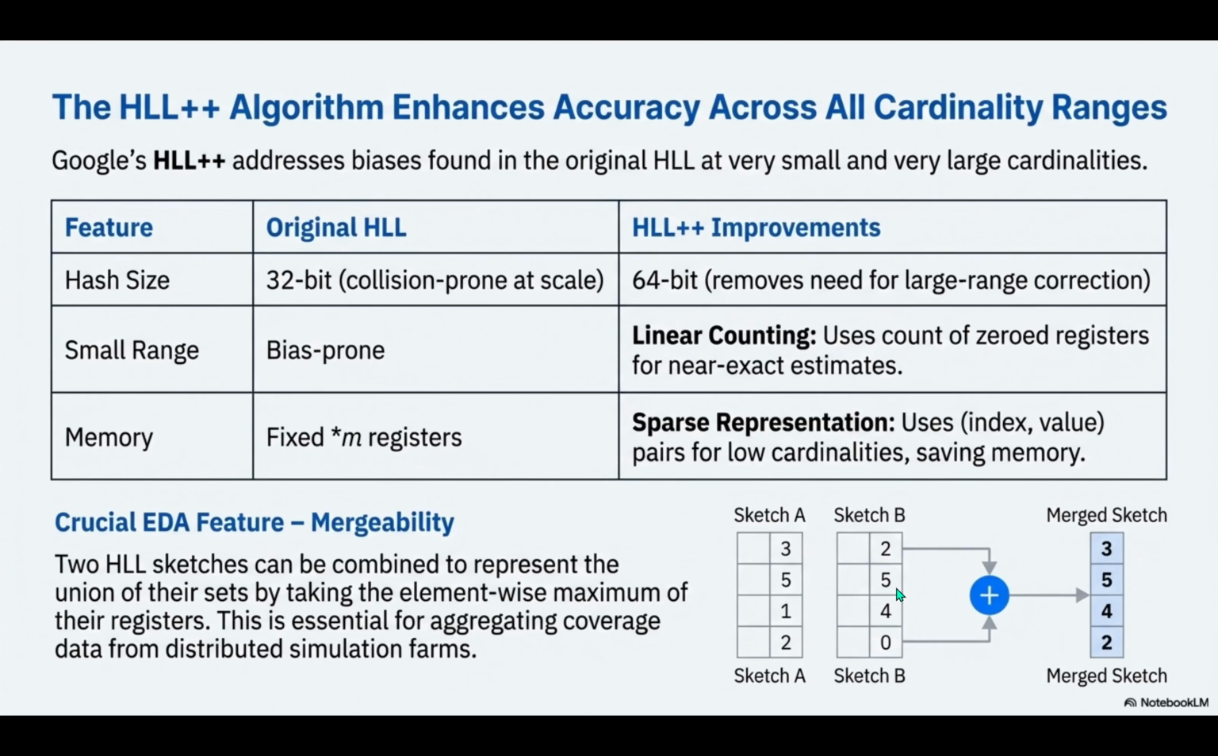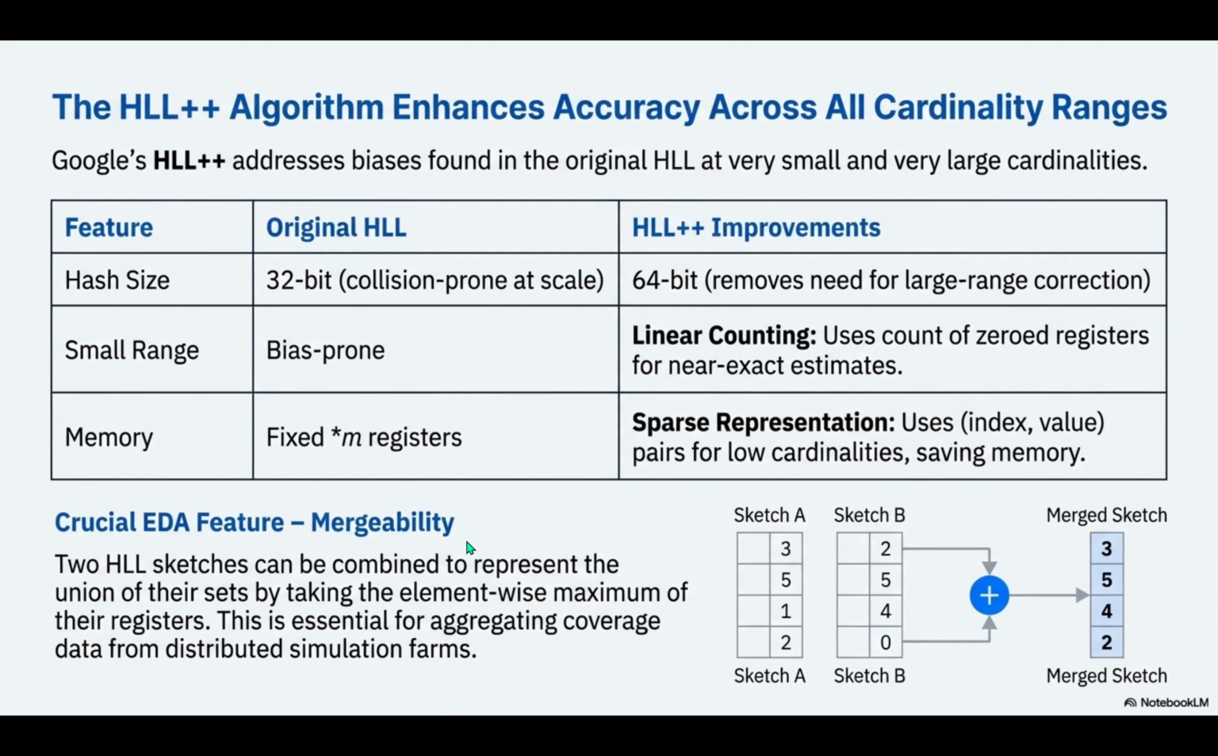of the final estimate. And I know Google's HLL++ algorithm took this even further. It fixed some of the edge cases, right? It did. For very small counts where the registers are mostly empty, HLL++ is smart. It switches to a different method called linear counting to give near exact answers. So it adapts. It adapts. It also uses a sparse representation to save even more memory when counts are low, only switching to the denser format when it's necessary. The absolute killer feature for the EDA world, for coverage-driven verification, has to be HLL's mergeability.